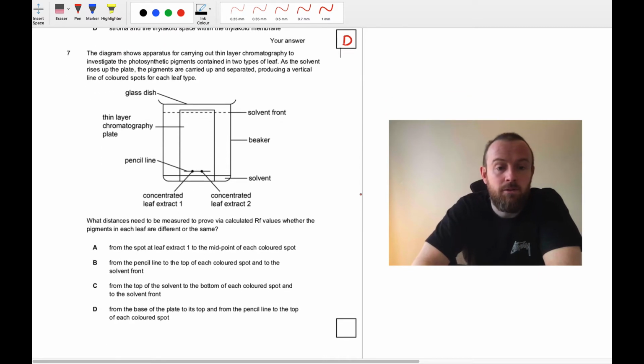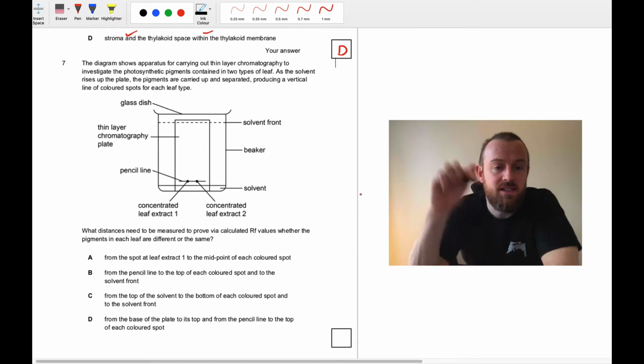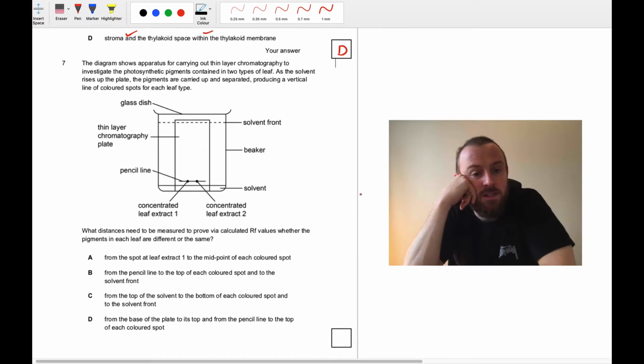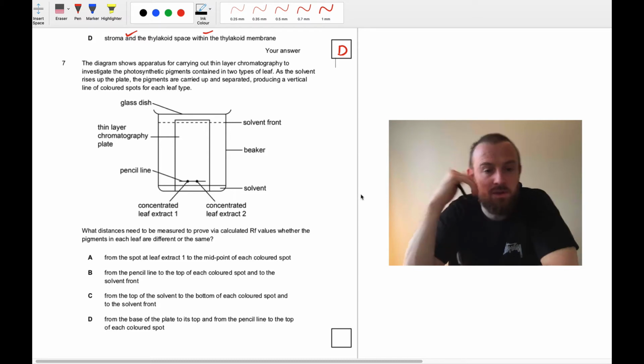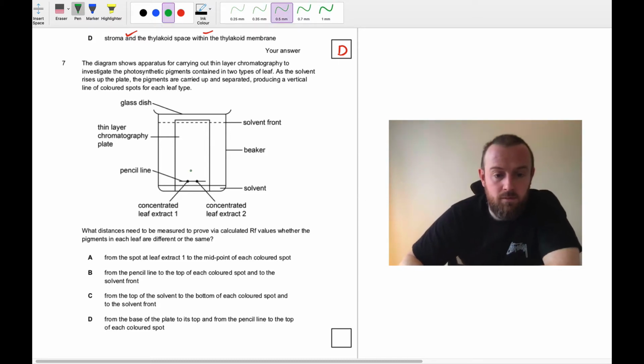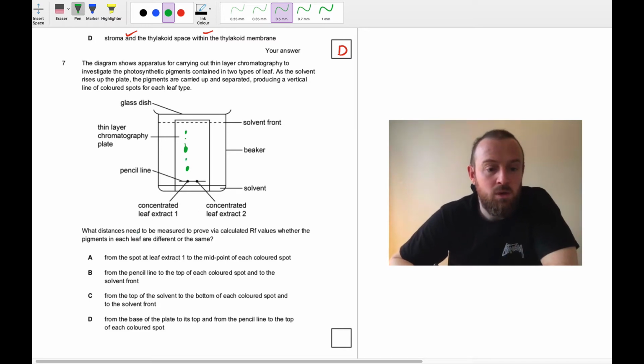Okay, 7. Here is some TLC apparatus, thin layer chromatography, investigating photosynthetic pigments. As the solvent rises up the plate, the pigments are carried up and separated, producing a vertical line of coloured spots. So we get sort of blobs like this. I can't be bothered to do different colours, but yes, we get blobs, slightly different colours like this going up the top. What distances need to be measured to prove via the calculated RF values whether the pigments in each leaf are different and the same?